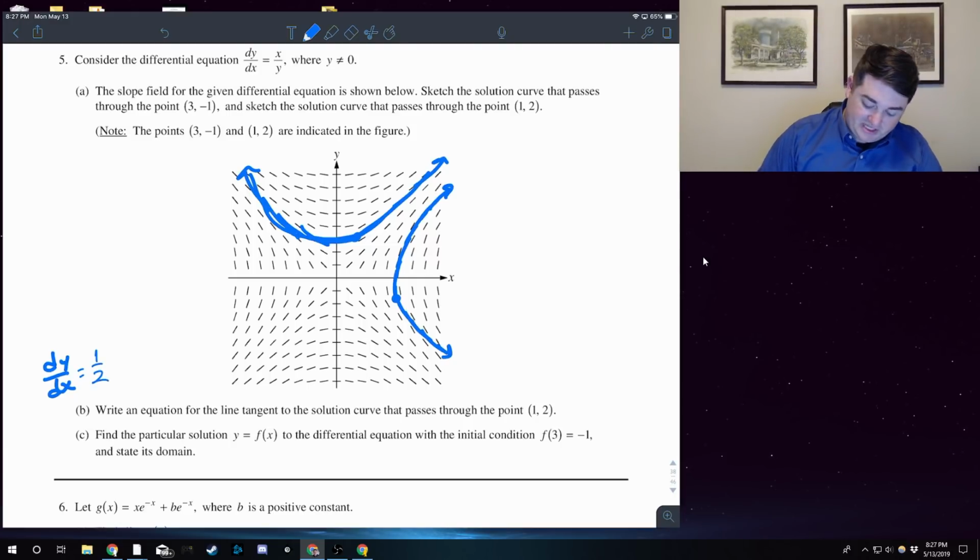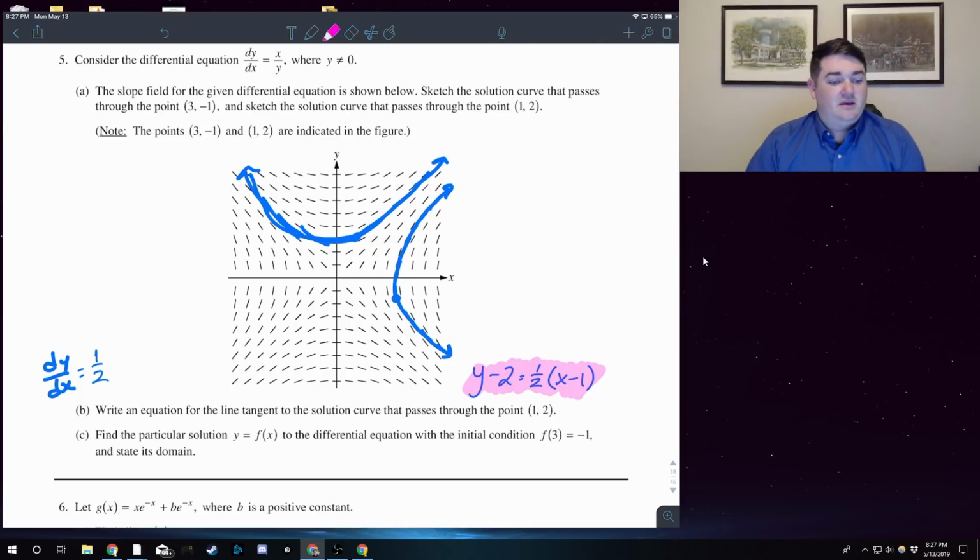So the equation of the tangent line, just point slope form: y minus 2 equals 1/2 (x minus 1). Don't simplify that. Point slope form, box and run. Leave it as is. C, find a particular solution. Oh, yikes, I'm going to need some room here.